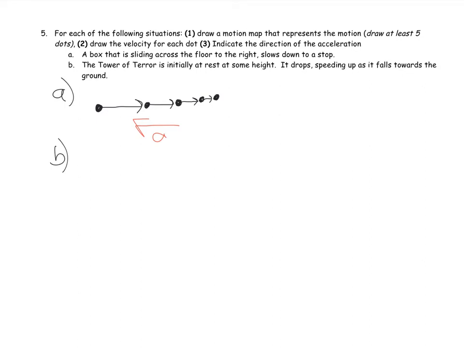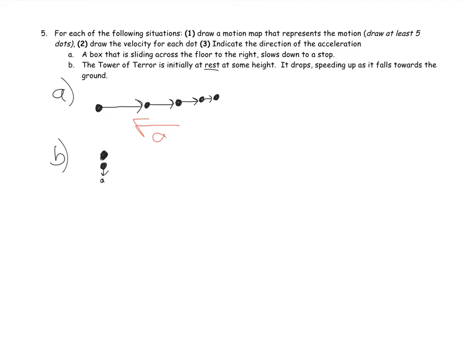The next one, the Tower of Terror, is initially at rest at some height, and it's going to drop, speeding up as it falls towards the ground. So I'll have my initial dot here. We'll say this is the at rest point, so we won't put a velocity vector there. Sometime later, we're going to have a dot here with a little bit of velocity.